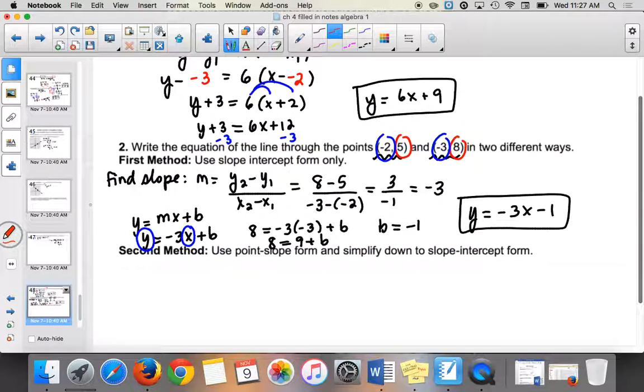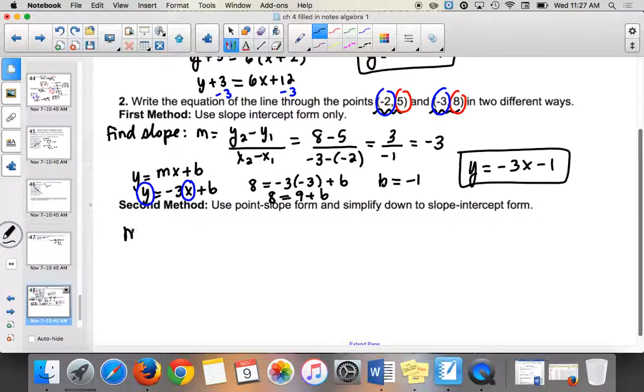Okay, so the second method, use point-slope form and simplify down to slope-intercept. So you would start out the same way. You'd start out by finding the slope. So you do your 8 minus 5 over negative 3 minus a negative 2. So you would still get negative 3. So the first step would be exactly the same.